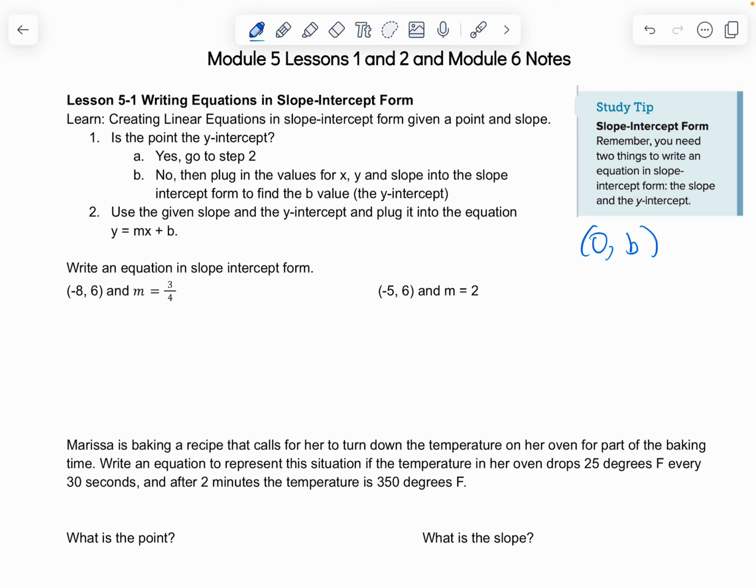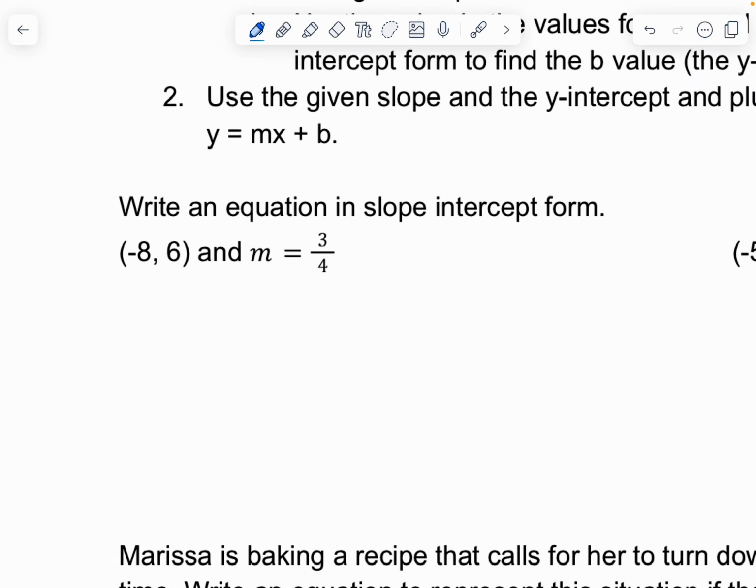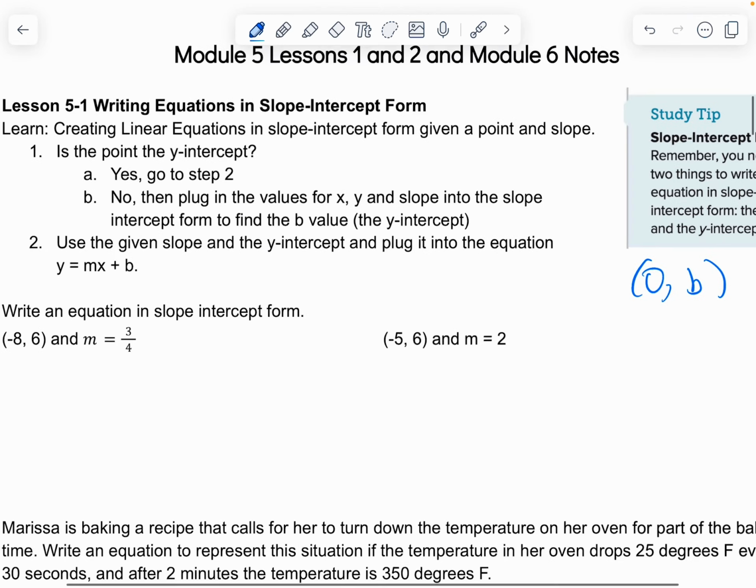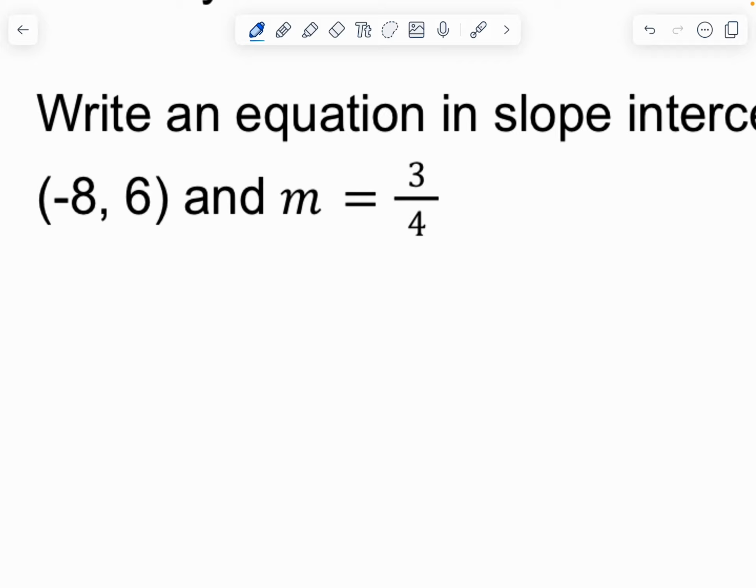So, here we go. We're going to look at this. Uh-oh, that doesn't have a y-intercept. So we better look up here. Is the point the y-intercept? Yes. Oh, then we keep on going. No, it's not on this one. Then you're going to plug the x, the y, and the slope into the slope-intercept form to find the y-intercept. So that's what we have to do first.